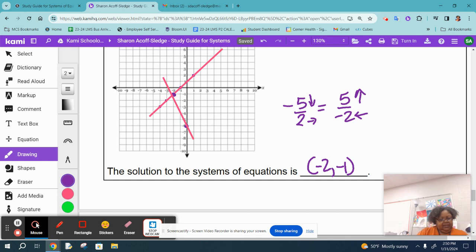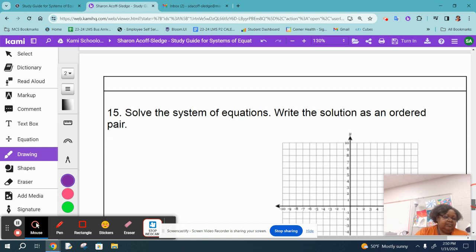And now let me do the last one. This is my granddaughter calling, so hold on just a second. Let me pause.